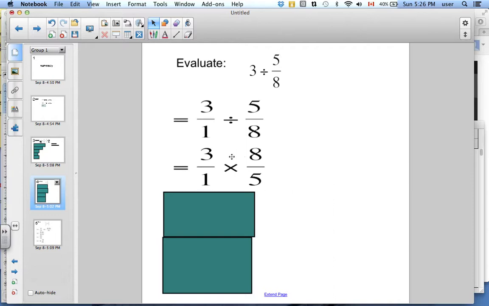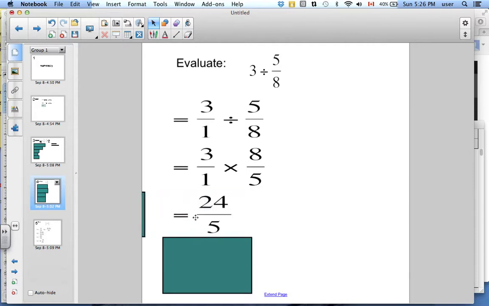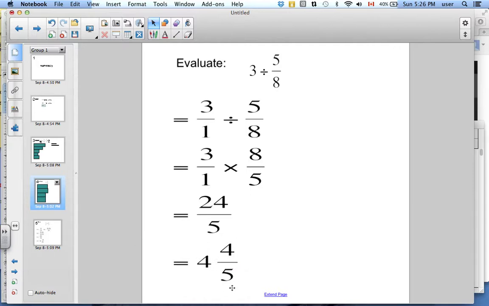When you're multiplying fractions, you multiply your numerator straight across and then multiply your denominator straight across. So we're going to get 3 multiplied by 8 gives us 24. 1 multiplied by 5 gives us 5. So we're going to have 24 over 5. Again, we're going to have to change this fraction. I want you to change this fraction into a mixed number. 5 goes into 24 4 times, so we get 20. And then our leftovers are 4 over 5. So we're going to have 4 and 4/5.